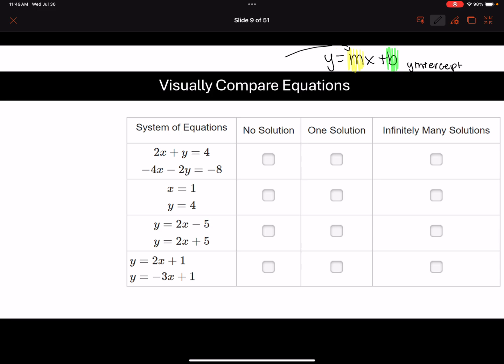And then m is always my slope. So I'm going to look for equations that are already in that form. And I see these two here. These are going to be my easiest to look at first.